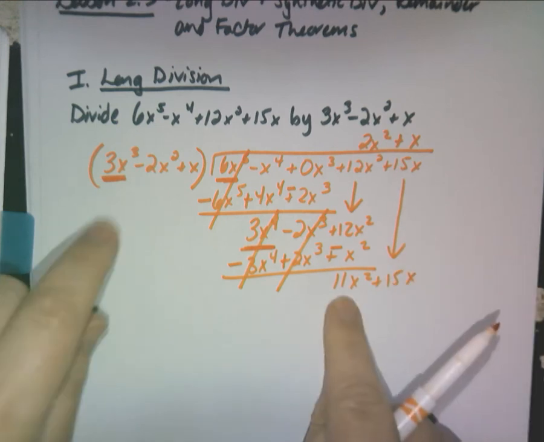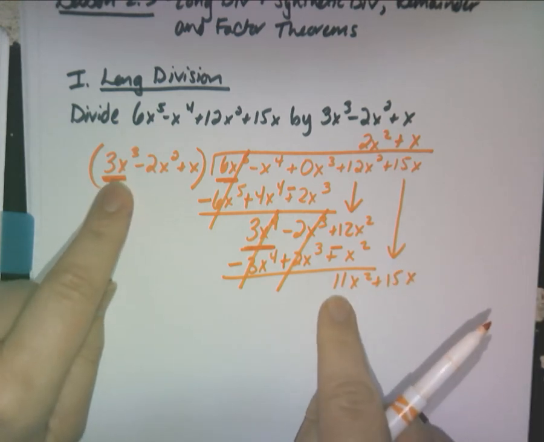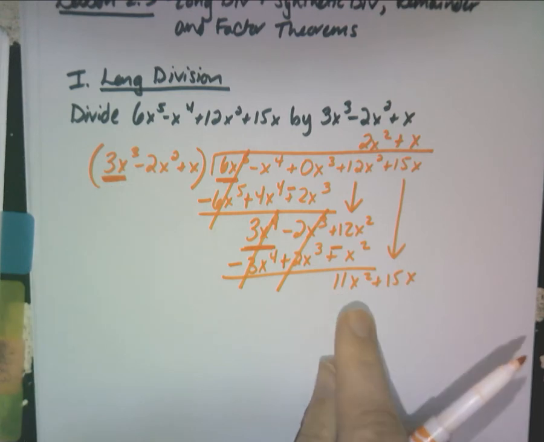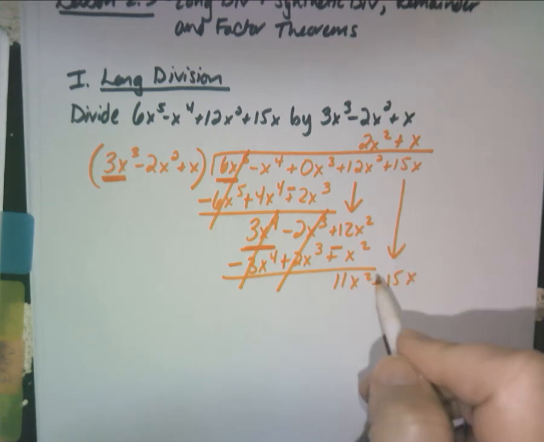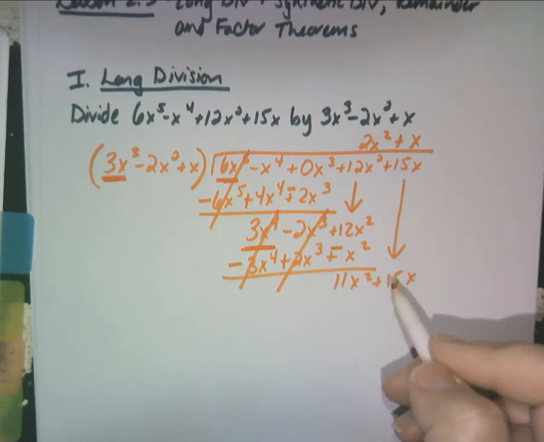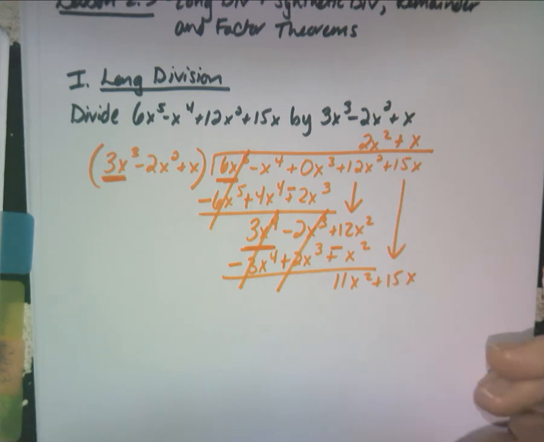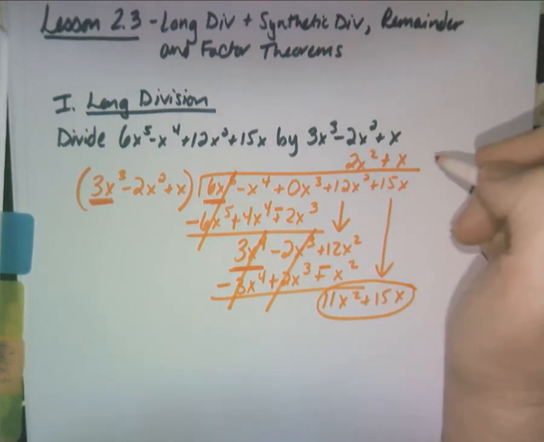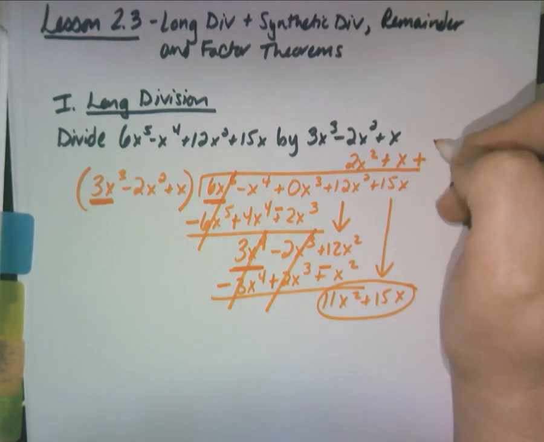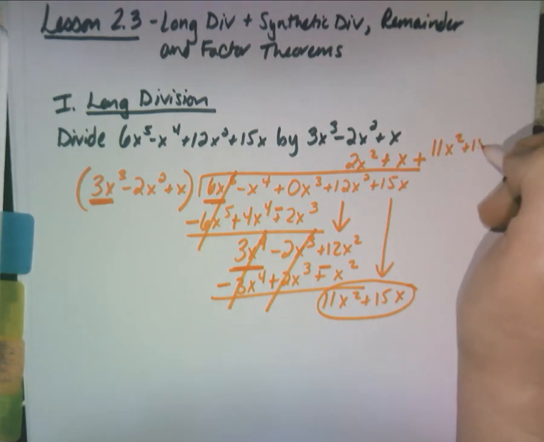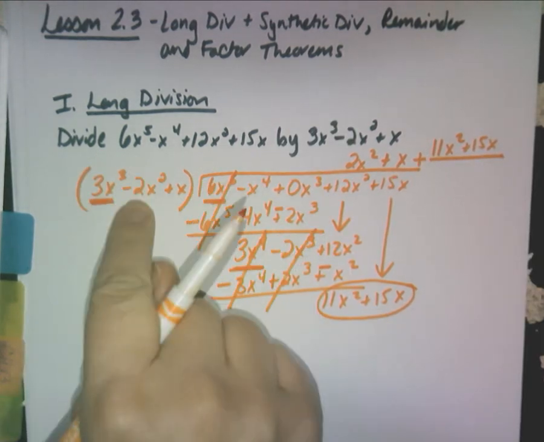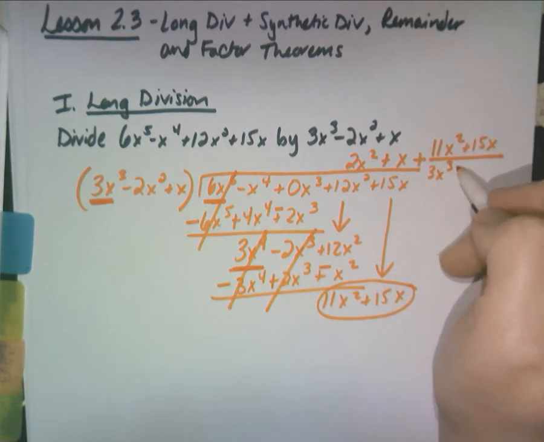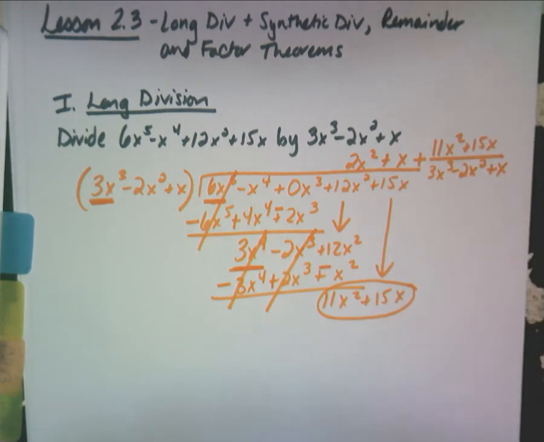Now, what you have left, can a 3x cubed become an 11x squared? No, not unless you're multiplying by a negative exponent, and we're not going to do that. This right here is actually called your remainder, which you all know. But the way that you write it properly in polynomial terms is you take this remainder, 11x squared plus 15x, and you write plus that remainder, put it back over whatever this divisor was, 3x cubed minus 2x squared plus x. And this is your answer.